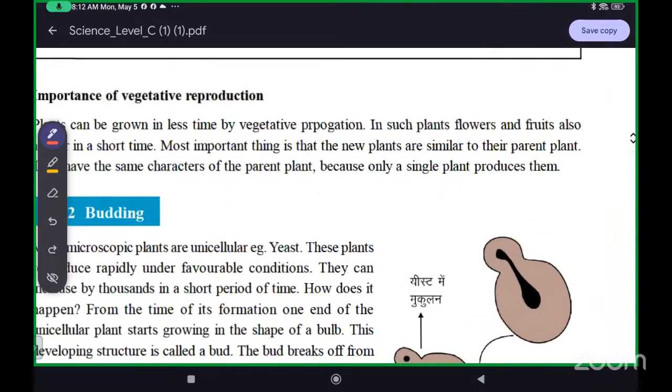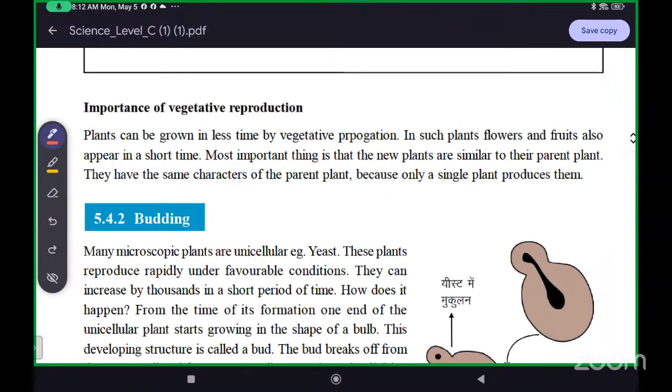Importance of vegetative propagation. Plants can be grown in less time by vegetative propagation. In such plants, flowers and fruits also appear in short time. Most important thing is that new plants are similar to their parent plant. When they grow up, they are similar to the original plant only. They have the same characteristics of the parent plant because only a single plant produces them.